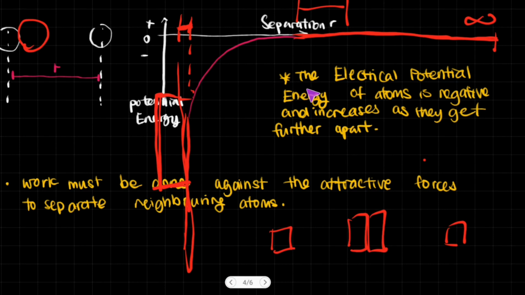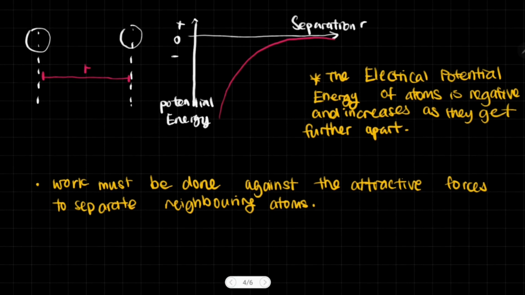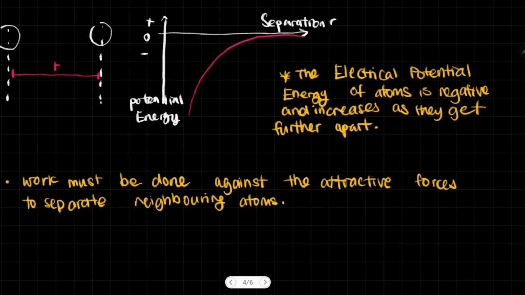Then we say that the electrical potential energy of atoms is negative and increases as they get further apart. So it increases close to 0. And then we can read this part, which says, work must be done against the attractive forces to separate neighboring atoms. So this is the main point that we're trying to learn here for this topic, which is basically that you need to put in work to make something expand because they need to do work against these bonds.